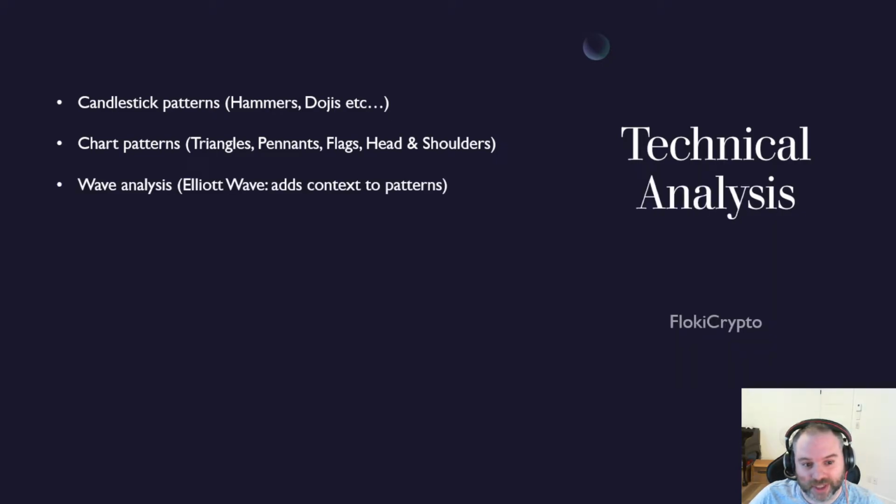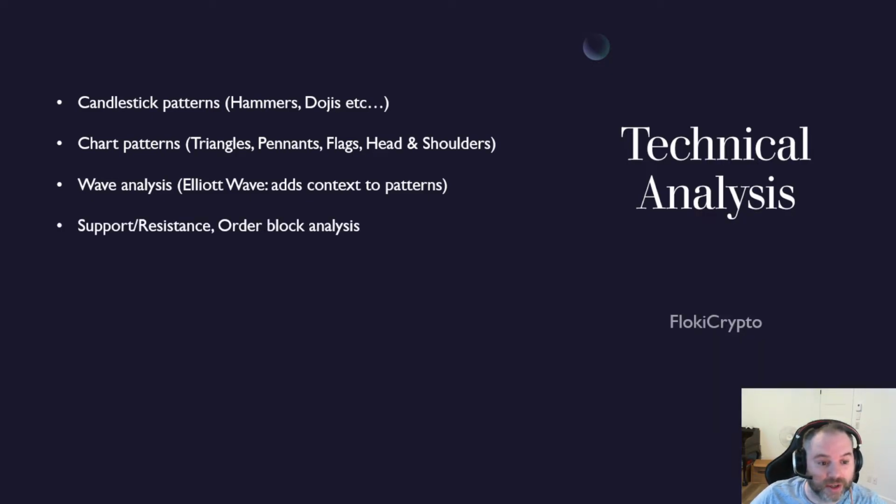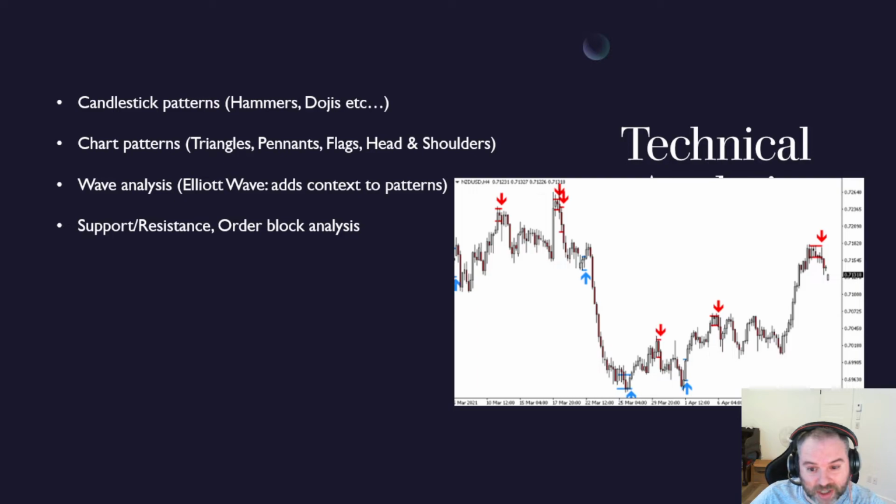But as you know, you need context to trade those, and that's where wave analysis comes in. And this is one of my favorite tools to trade, where you're going to see impulse waves, corrective waves. It's very easy. You just have to put the time into it. Support resistance, order block analysis. This is also very interesting and surprisingly works very well if you combine these things with Fibonacci levels.